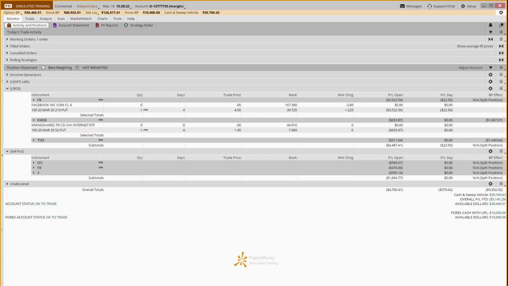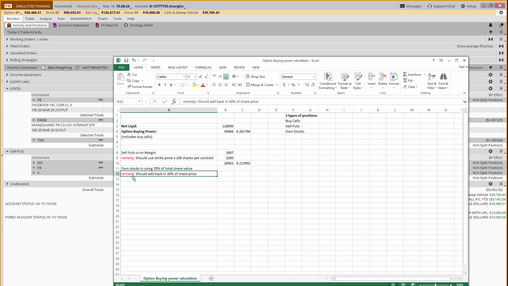Now after you have done it for your sell puts, the next step is to do it for the stocks that you own. Depending on your portfolio, sometimes the broker only requires like 50% of the total value, or sometimes, in times when the market drops, the broker might require additional margin, so you might increase the margin from 50% to 70%. Sometimes it will fluctuate, but you can calculate manually to see how many percent they are using, and you need to add back the remaining amount.